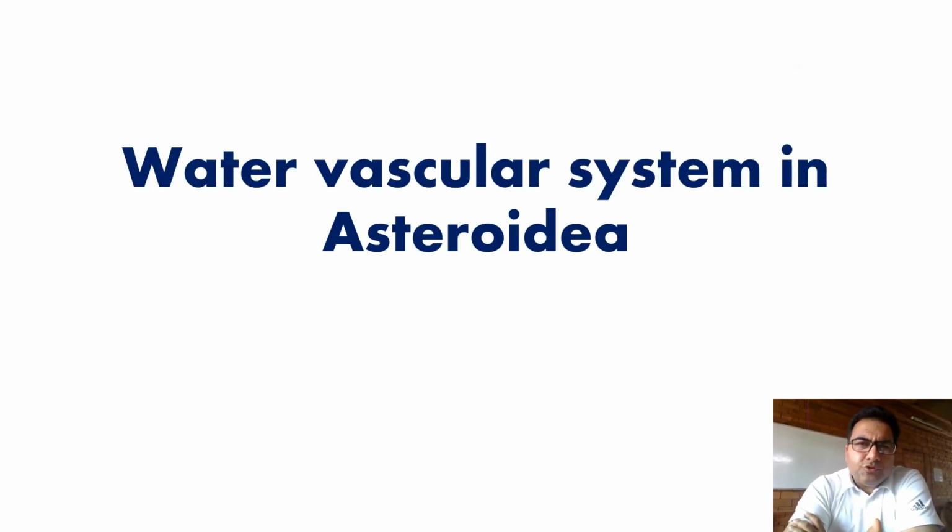So we came to know the general plan of the vascular system, which starts from the Madreporite, stone canal, ring canal, then radial canal, then lateral canal, then tube feet. So now we shall be talking about the vascular system in the case of Asteroidea, that is the sea star.